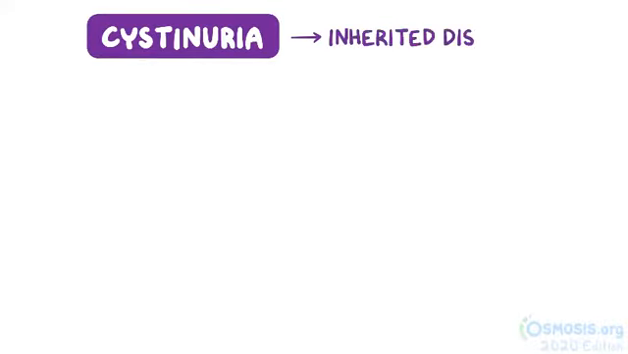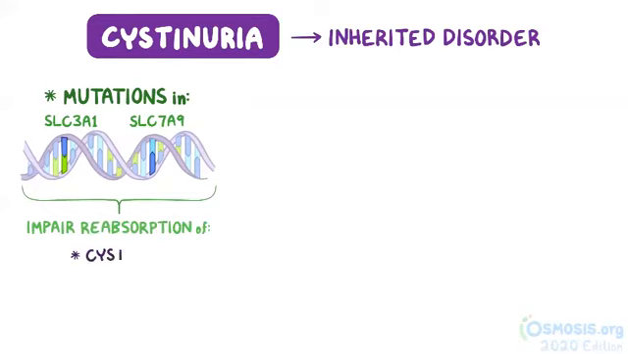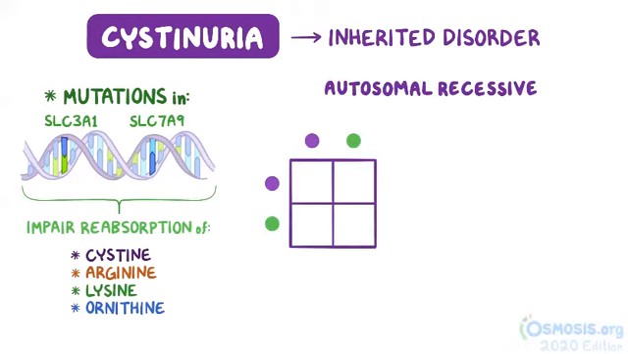Cystinuria is an inherited disorder caused by changes or mutations in either the SLC3A1 or SLC7A9 gene. These mutations impair the normal reabsorption of cysteine, arginine, lysine, and ornithine. Cystinuria is an autosomal recessive disorder, which means an individual needs to inherit a mutated copy of the SLC3A1 or SLC7A9 gene from each parent to be affected.